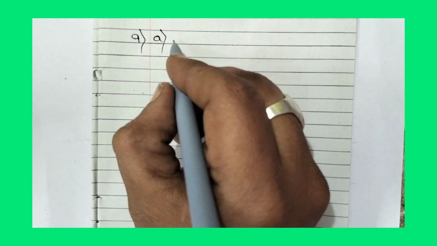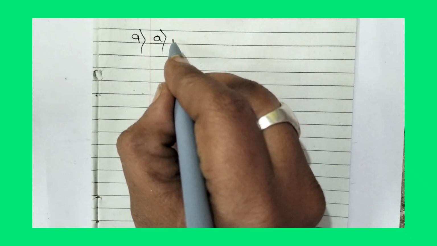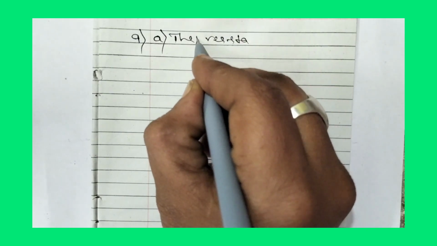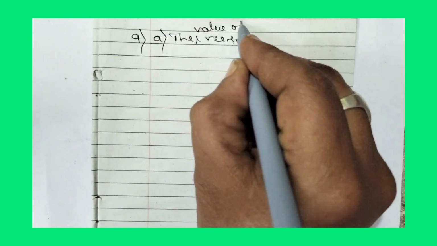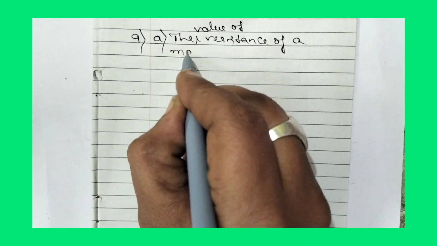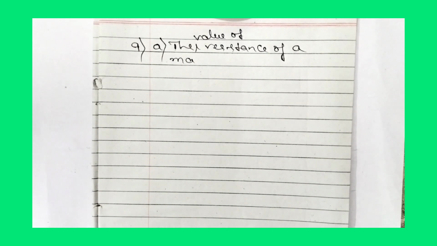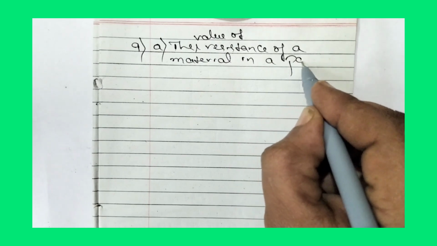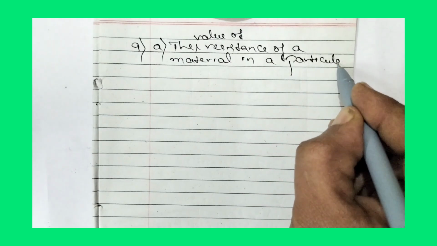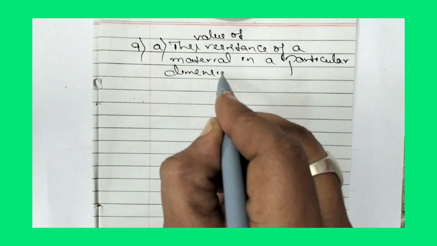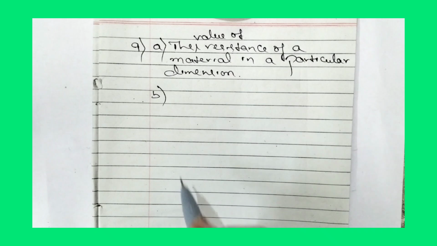So what is resistivity? Resistivity is defined as the value of resistance of a material in a particular dimension. In that, B question is there. Among A, B and C, which sample can be used?